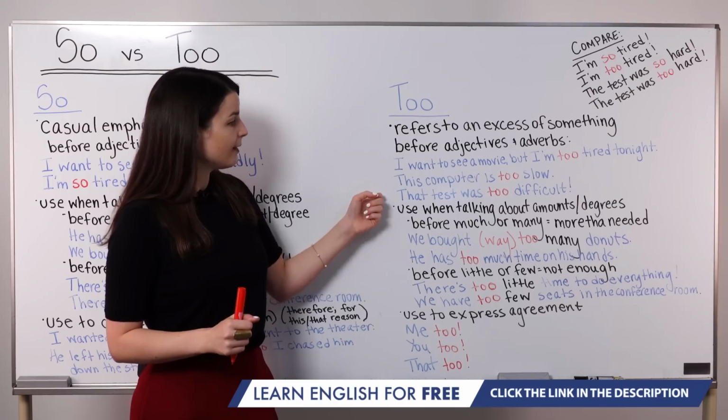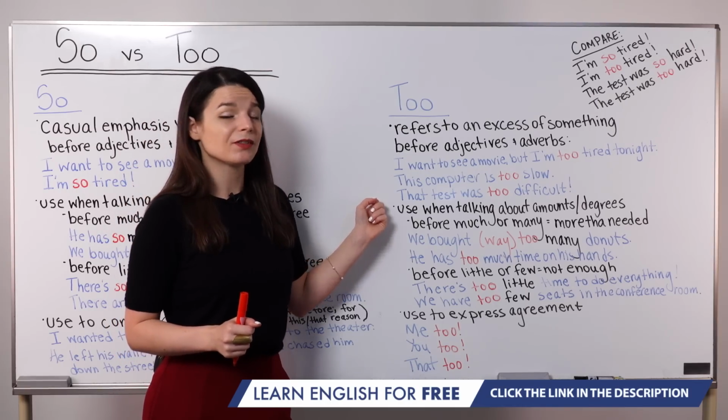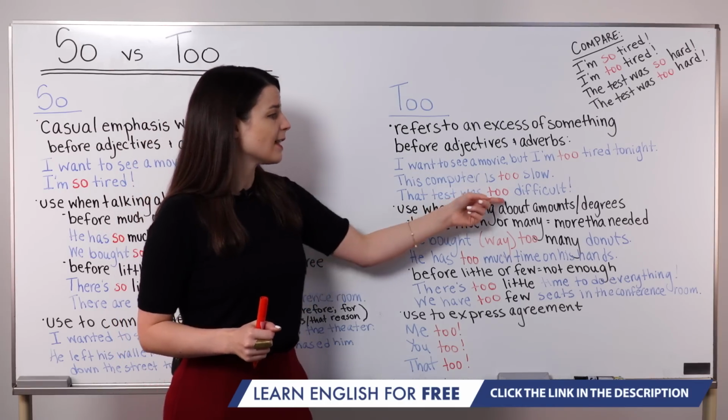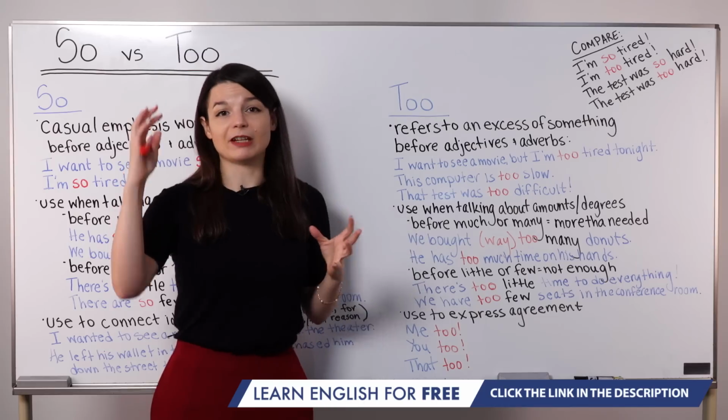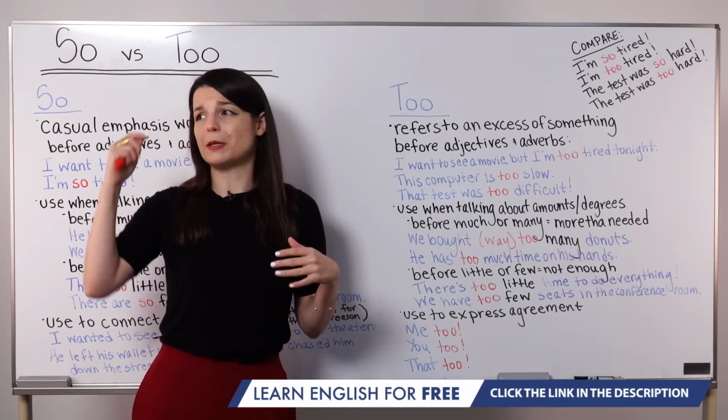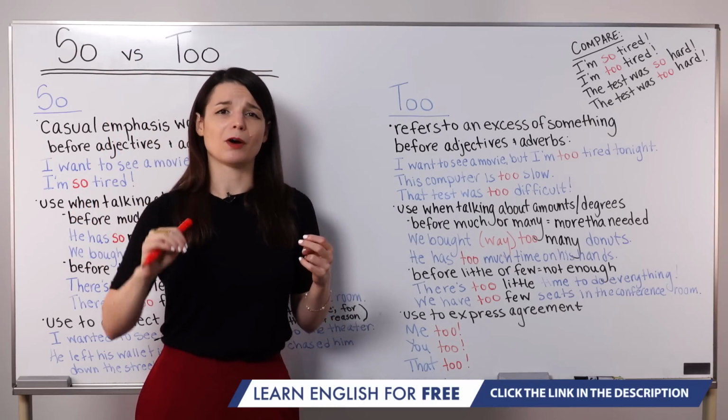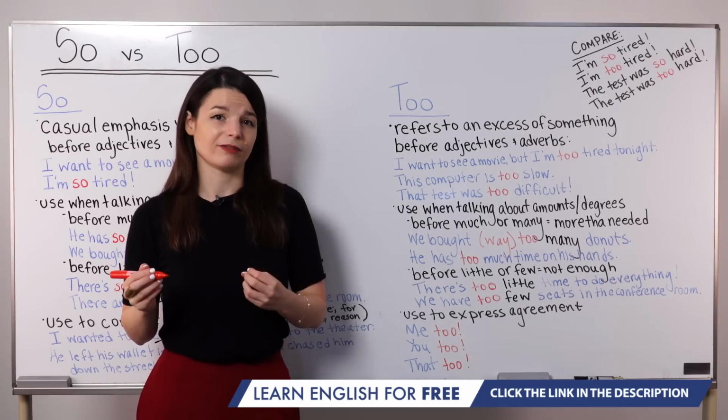One more example. That test was too difficult. So "too difficult" is an excess, again, of difficulty. The level of difficulty was maybe unreasonable. So we could say it was too difficult.